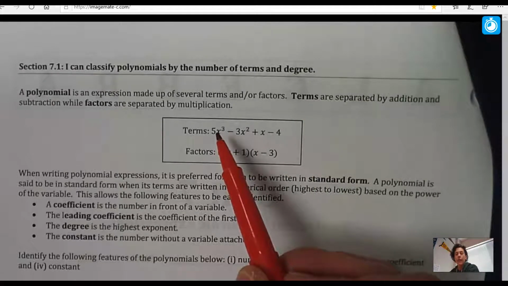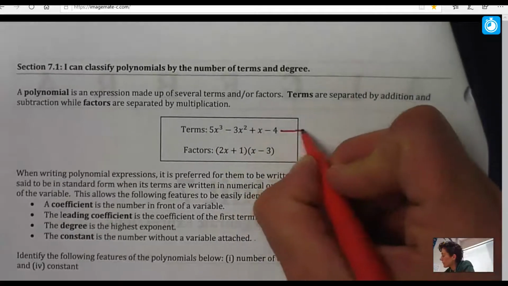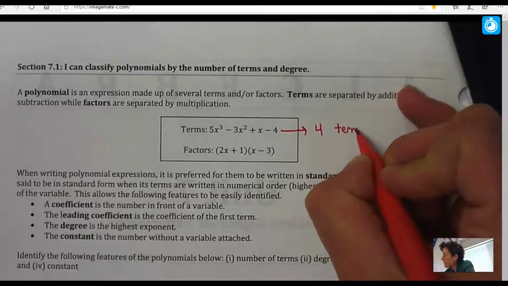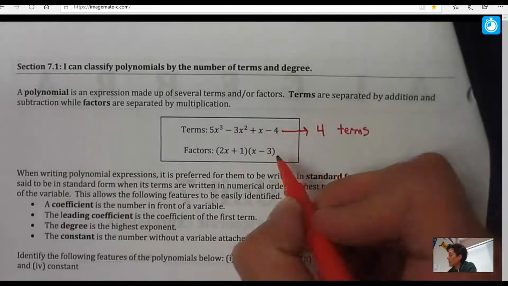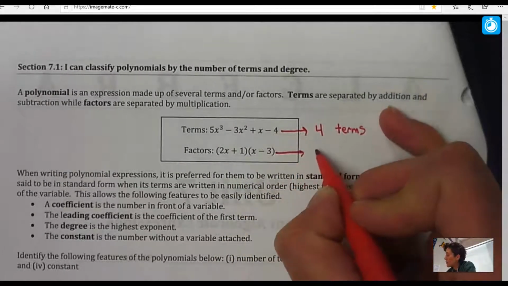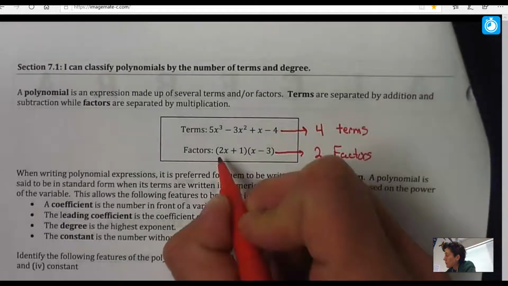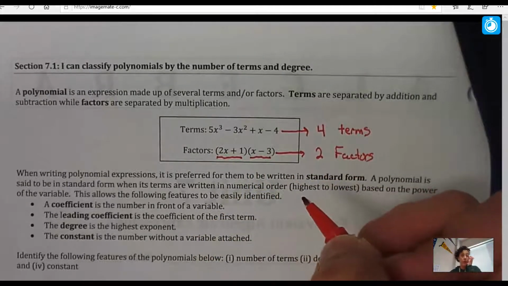So like here I have 4 terms, 1, 2, 3, 4. Factors are separated by multiplication. So here I have 2 factors. And so this is one factor and this is the other factor. And you are already familiar with that term.